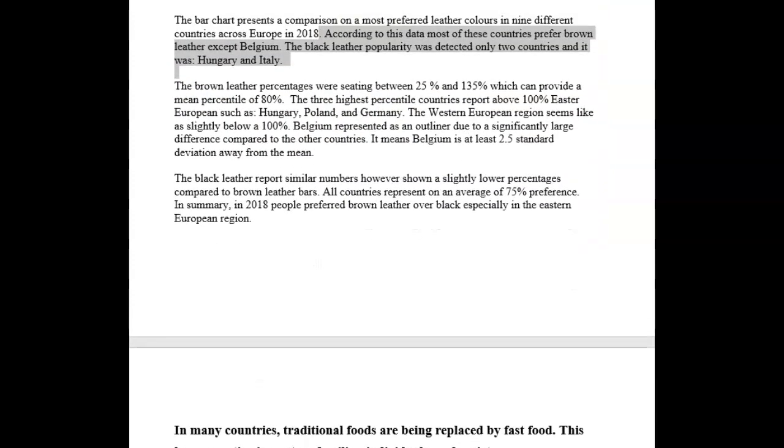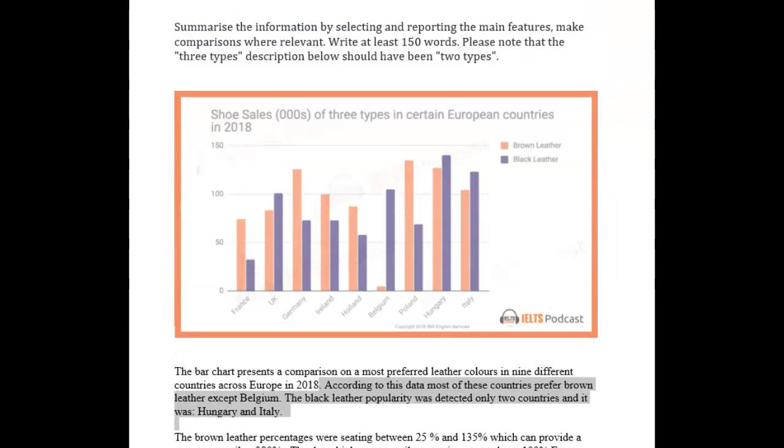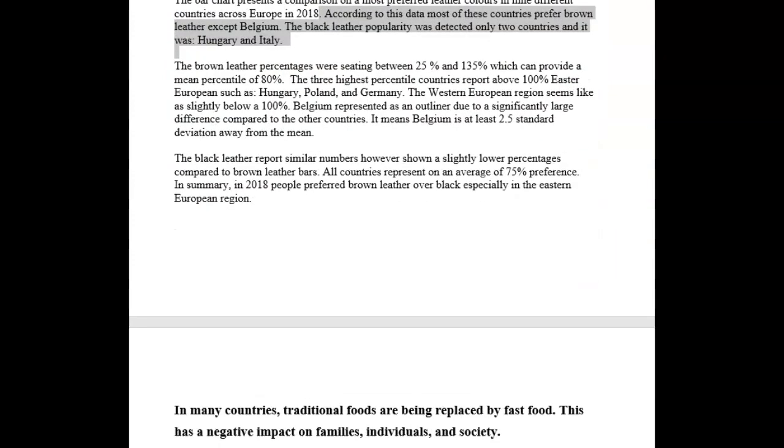So the brown leather, well, careful, we're not talking about percentages. We're talking about hundreds of thousands, okay? So this is also a place where you need to be careful with your data because it's inaccurate data. So the brown leather figures were between 25 and 130, no, 25,000 and 135,000, which can provide a mean figure of 80,000. You don't need to do all this math.